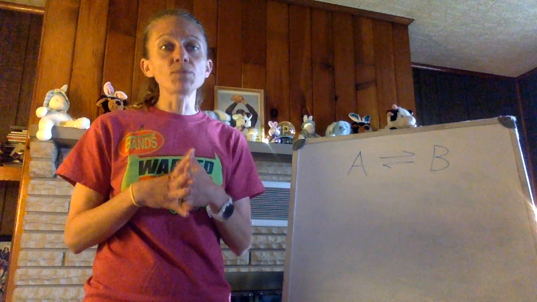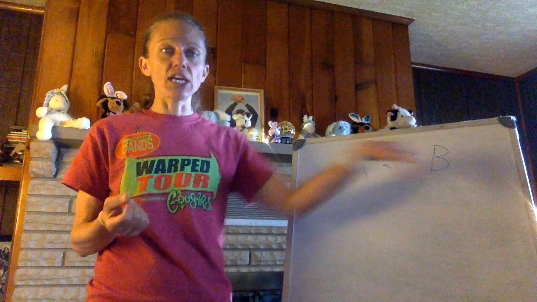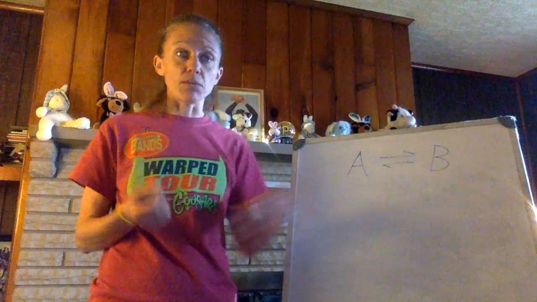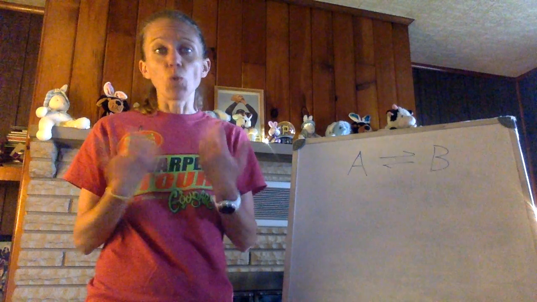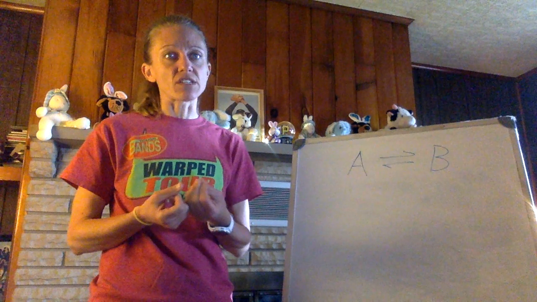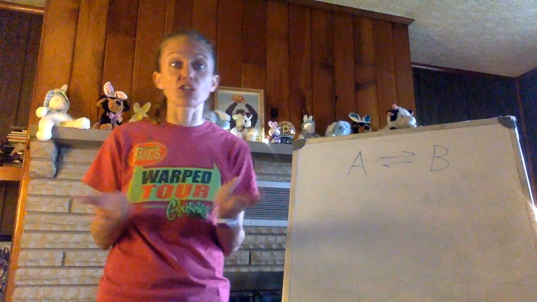The system needs to be closed for equilibrium to happen, because if I'm making the product, if I'm making B and just keep taking it out, A is just going to keep making B. We're not going to reach an equilibrium in an open system. So we need a closed system, and this also only occurs in reactions that are reversible.